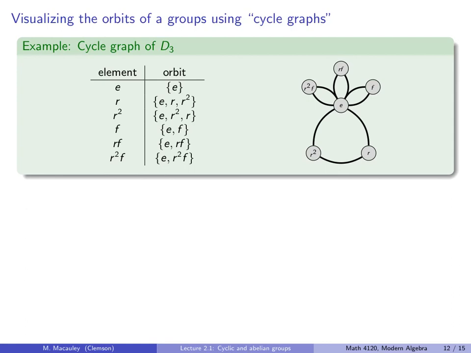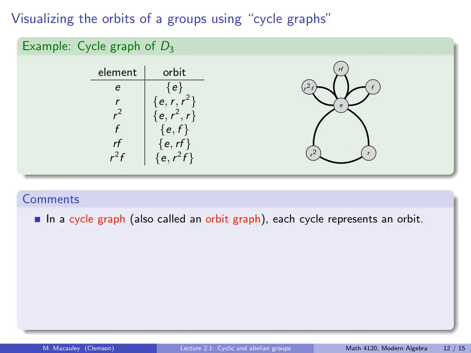Let's start with D3, which is what we saw before. So here there are 5 orbits. Remember that these two are the same. So we can arrange them with cycles like this. And notice that I do not put arrows on the cycles because I want to emphasize these are sets. These are not necessarily directed sets or ordered or anything like that.